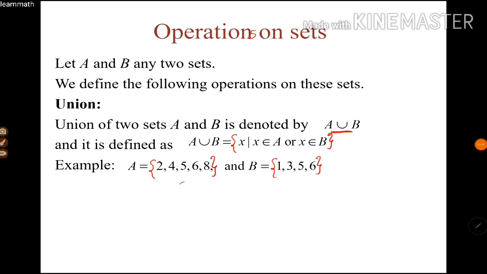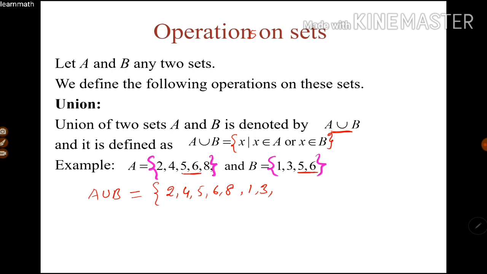Here A is equal to 2, 4, 5, 6, 8 and B is equal to 1, 3, 5, 6. Now from the definition, A union B is the set of all elements of A and also elements of B. So 2, 4, 5, 6, 8 and also elements of B we have to write 1, 3. If they have any common elements, take only one time. Here 5, 6 are common elements. So already we have taken 5, 6 here, so we need not take them again. So this is A union B.